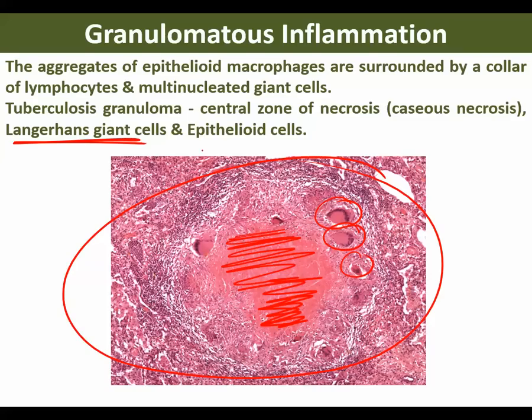And the activated macrophages are called epithelioid cells. If you see this, we will always think it is tuberculosis, because tuberculosis is so common and it produces this inflammation.